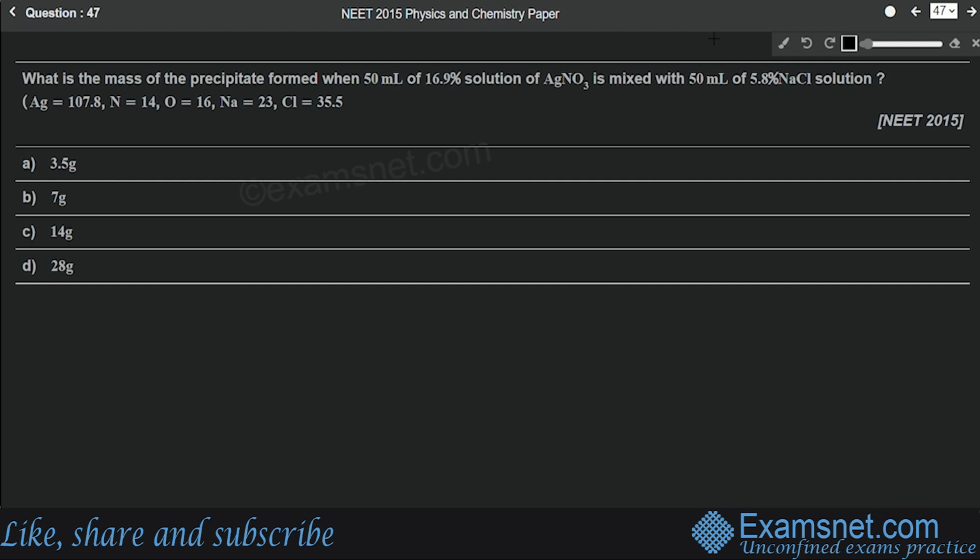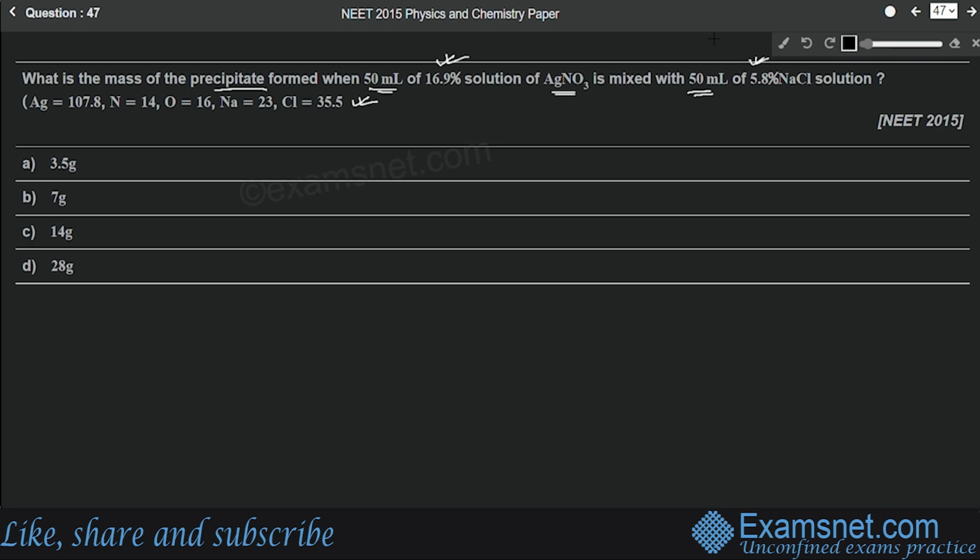The first question is from some basic concepts of chemistry, and the question is, what is the mass of the precipitate formed when 50 ml of 16.9% solution of silver nitrate is mixed with 50 ml of 5.8% NaCl solution? Here the atomic masses are given.